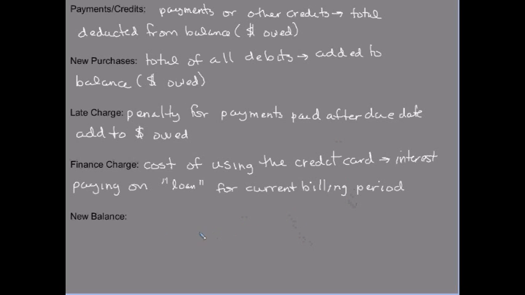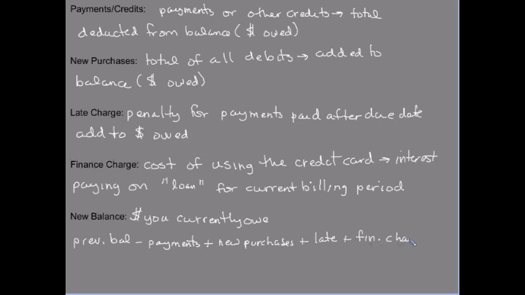Your new balance is the amount you currently owe. And this is calculated by taking the previous balance. They subtract any payments or credits. They add new purchases. They add a late charge if there is one. They add the finance charge. And that gives you your new balance.